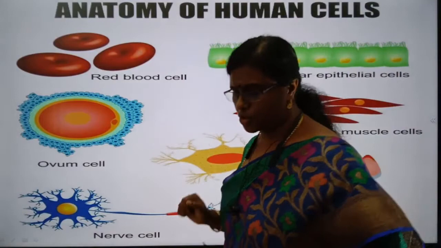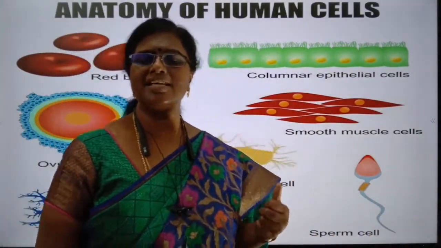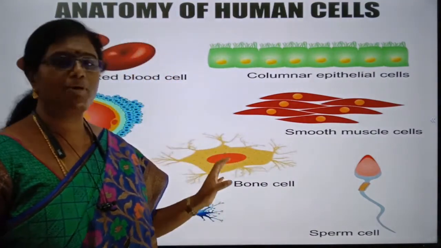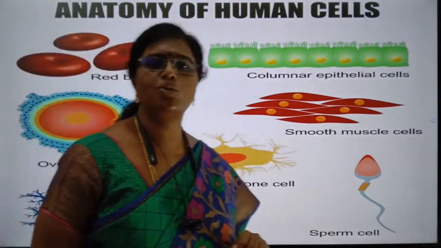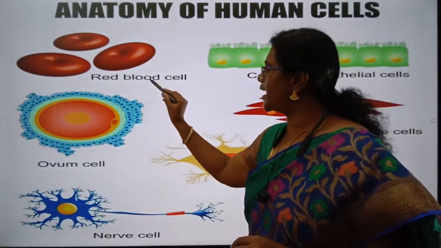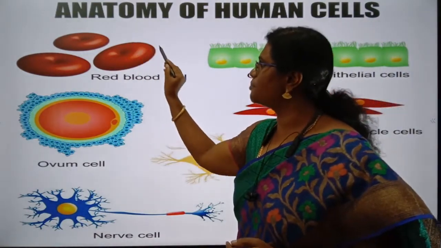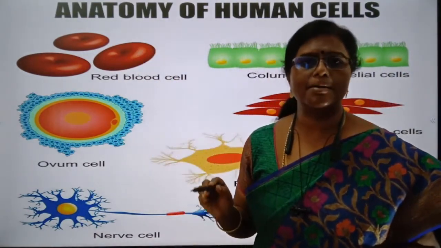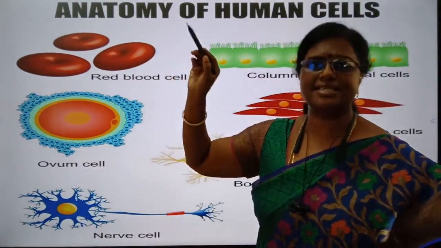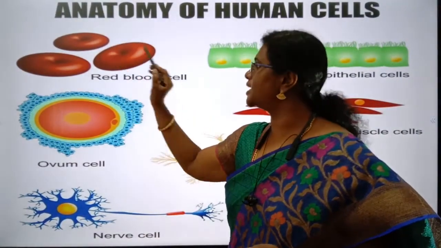Now going to the human cells. We have seen unicellular organisms and multicellular organisms. Now we are going to see the different cells in humans. So you can see the different shapes. This is a red blood cell. We can say it is a sausage shaped cell. It's called red blood cell, and you can see it has a biconvex structure. Biconvex structure is the shape of RBC.